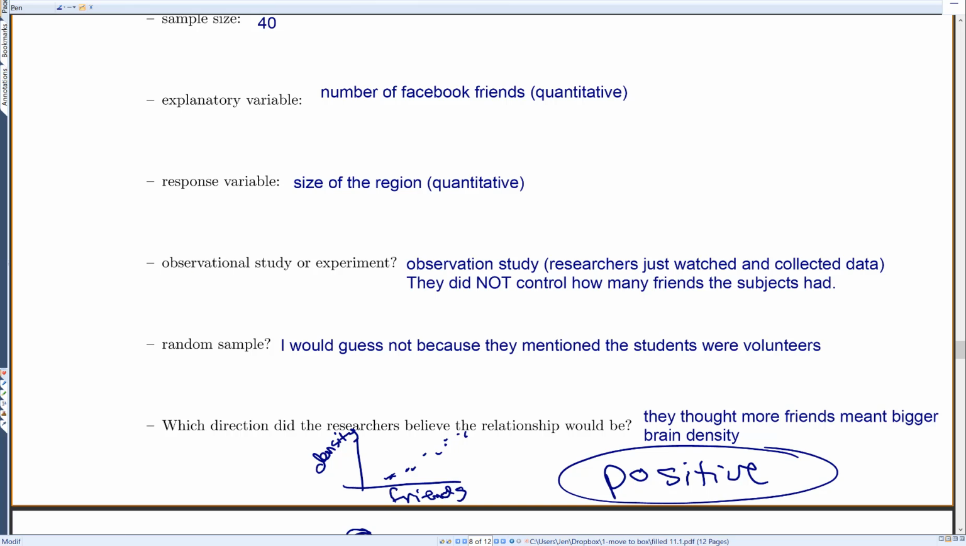Just for review right here, when we ask observational study or experiment, that's going to be saying, can we do cause or effect? In this case, we're not controlling anything, so we can't say cause and effect. That's why we ask these questions, because we want to figure out, can we say cause and effect? And why do we ask if it's a random sample? Because if it's not a random sample, we can't generalize to the entire population. We can only say, well, maybe these results will carry over to people similar to the volunteers in our sample.